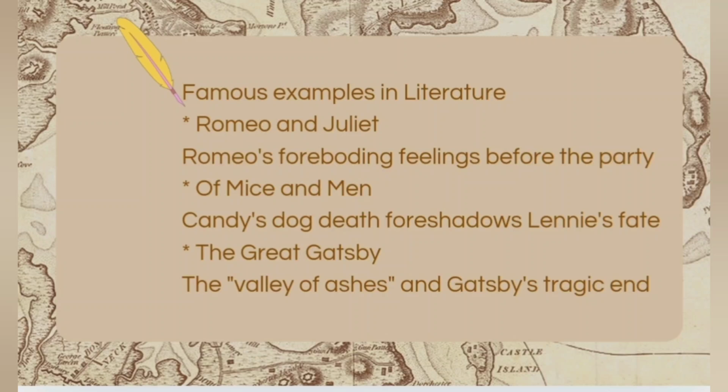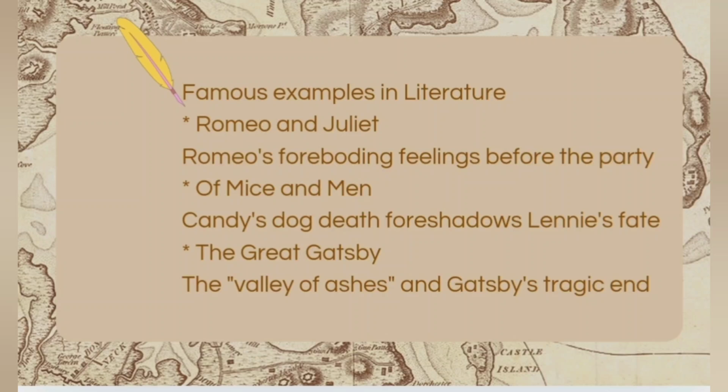In Of Mice and Men, Steinbeck foreshadows the tragic ending through subtle hints, such as the death of Candy's old dog. Just as the dog is euthanized to prevent further suffering, we get a sense that Lennie too will face a similar fate. This foreshadowing creates a feeling of inevitability throughout the story.